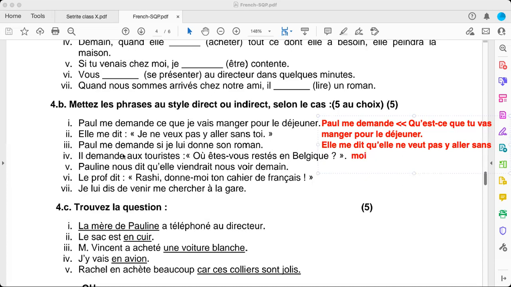Third one. Il demande aux touristes où êtes-vous resté en Belgique? Il demande aux touristes, because it's an où, second type of interrogative. So we cannot remove où, and we don't need to add que or anything else to connect the clauses. Où êtes-vous? You have inversion. You will remove inversion. Who is the second person? The second person is tourists. Tourists is third person plural. So you will write ils. It's être verb. Ils sont restés, with S. En Belgique.